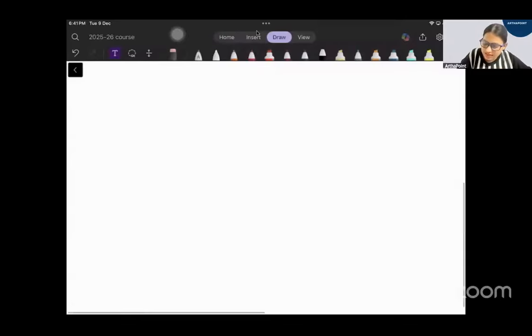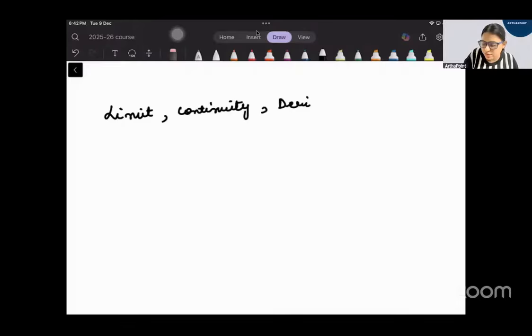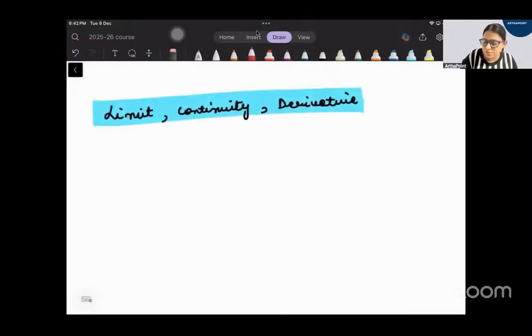Today, we take the next topic for practice, which is limit, continuity, and differentiation, derivative, for a single variable.